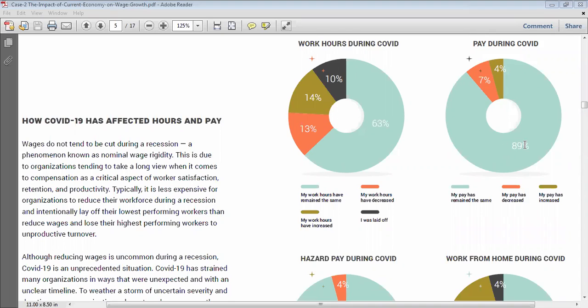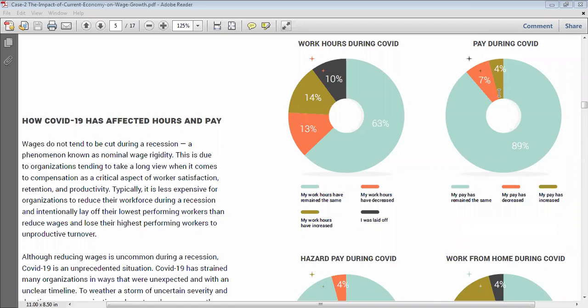89% of the respondents have replied that my pay has remained the same. Okay, see, this is very authentic data. You cannot speak blindly, or in WhatsApp, Facebook language. You need data from authentic, credible sources like this.